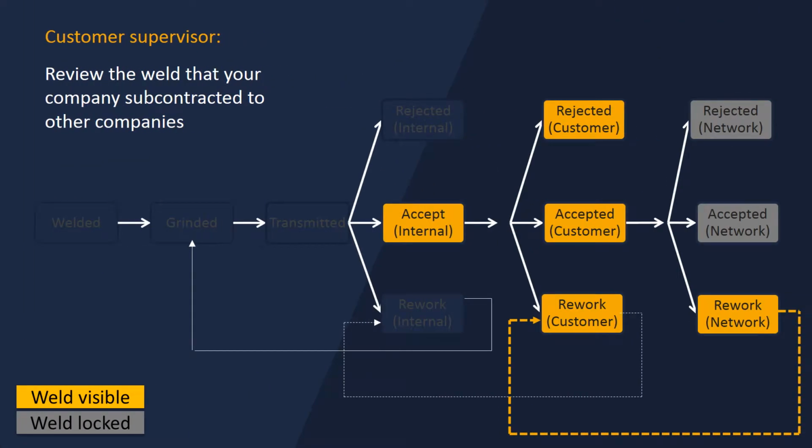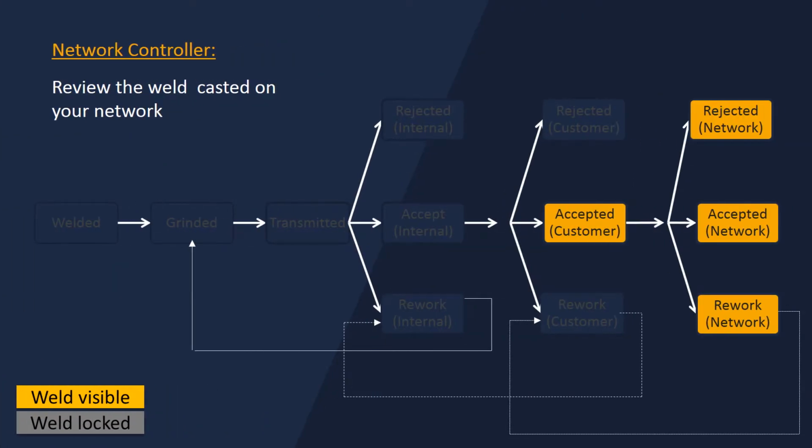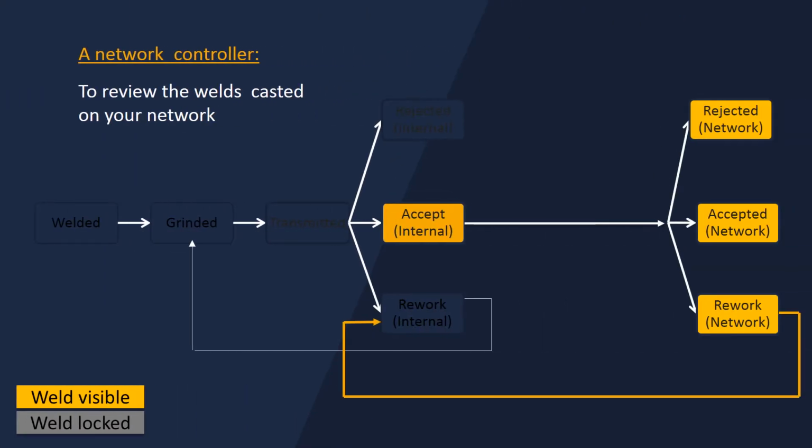Now let's have a look at customer supervisors. The difference there is that you can only see the weld once it has been internally accepted by your subcontractor. Things are similar for network inspectors. They can only see the welds that have been accepted by previous parties. They will see welds that have been accepted by the client if a client was involved, or the welds accepted internally by the welding company if there were no client.